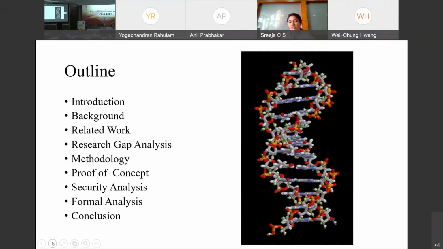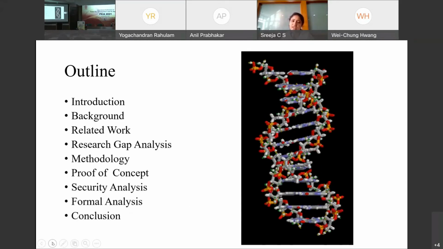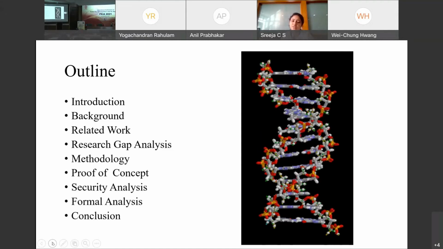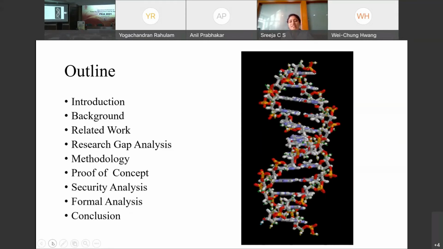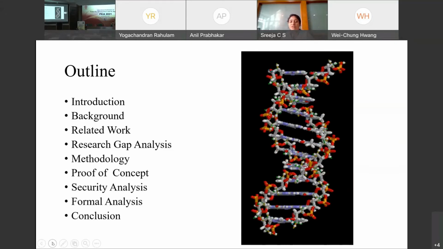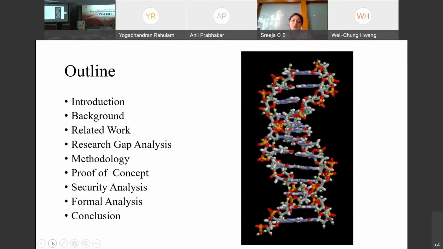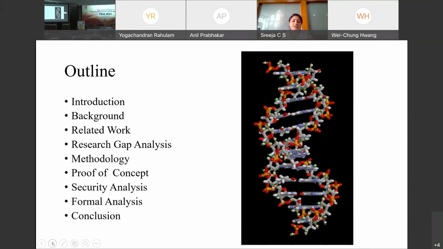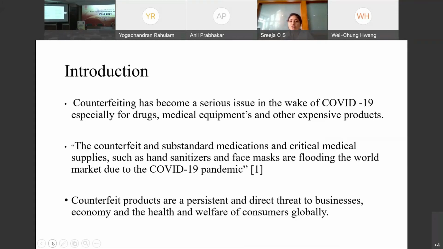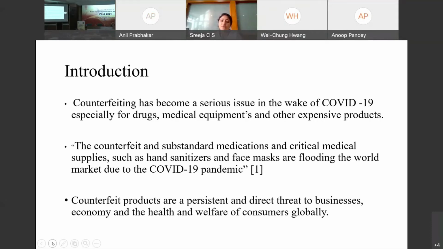An introduction about how this topic has been framed, a little bit of background about all the keywords which I had specified, the related work, a little bit of analysis, why we are going for this particular research, POC followed by analysis, and conclusion. As I had specified earlier, counterfeiting is one of the keywords which made this research most prominent because of the serious issues which are happening right now.